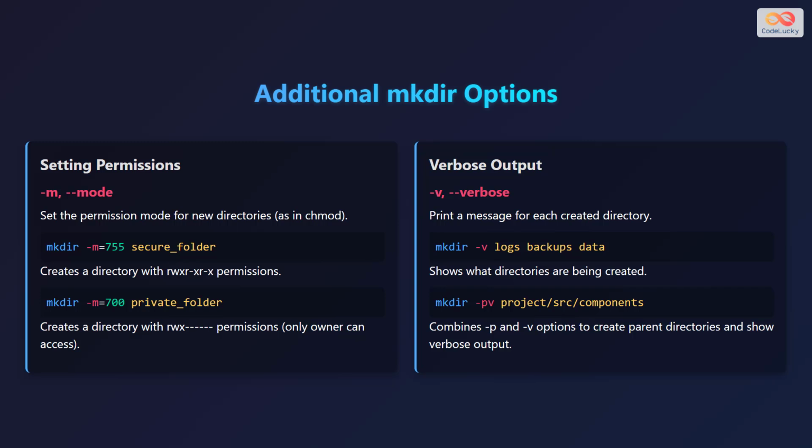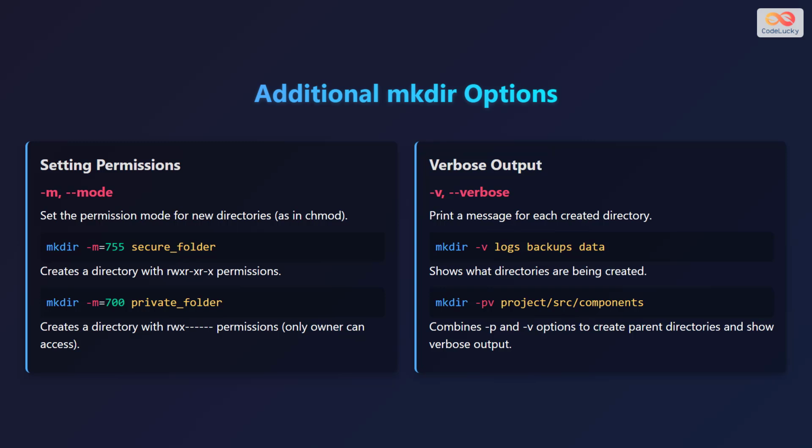In addition to the -p option, mkdir offers several other useful options. One important option is -m or --mode, which allows you to set the permission mode for new directories, similar to the chmod command. For example, the command mkdir -m=755 secure_folder creates a directory named secure_folder with read, write, and execute permissions for the owner, and read and execute permissions for the group and others. This is represented as rwxr-xr-x. You can also use mkdir -m=700 private_folder to create a directory where only the owner has read, write, and execute permissions, making it completely private.